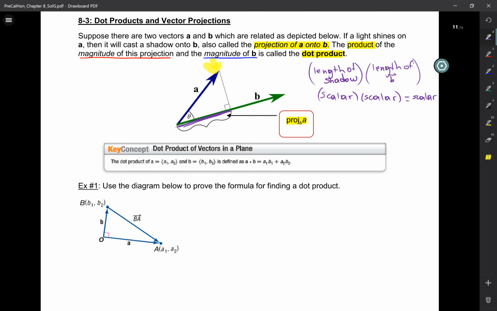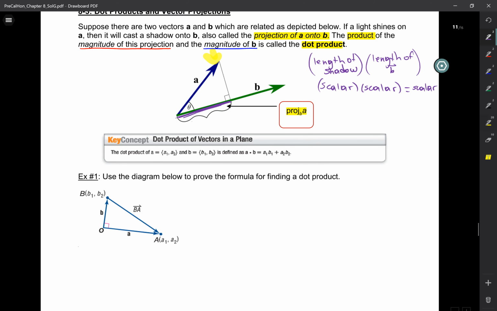Right, but what am I multiplying? I'm multiplying the length of B, just the length. If you weren't using the length, that wouldn't be a dot product, because a dot product is just length. Okay, now, that's what it is conceptually.